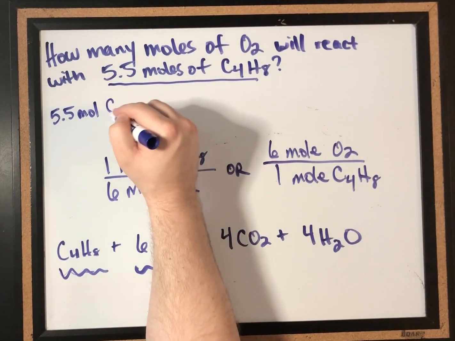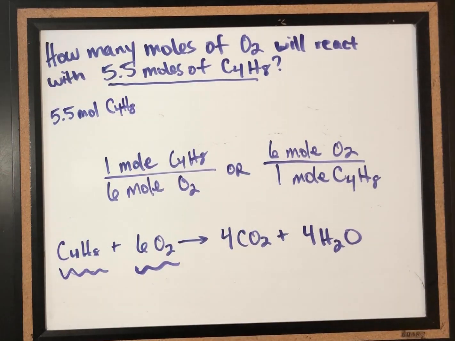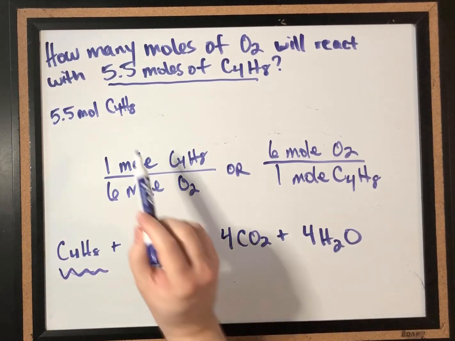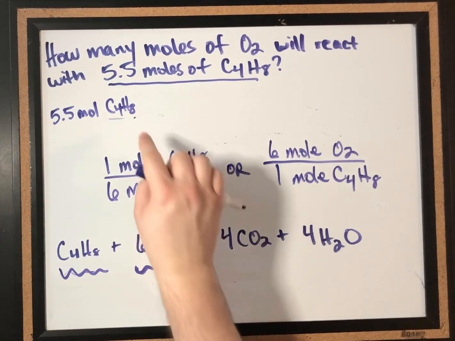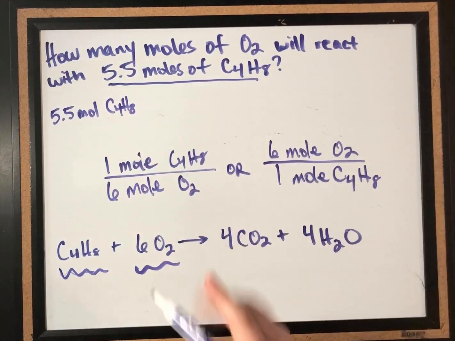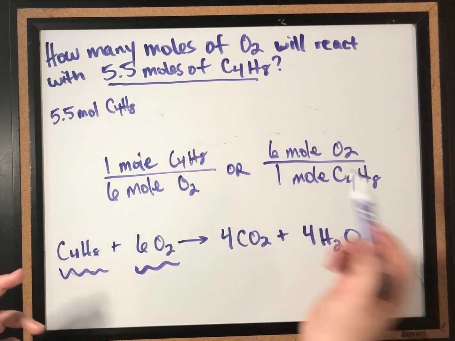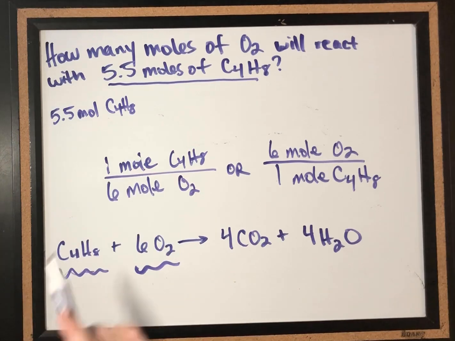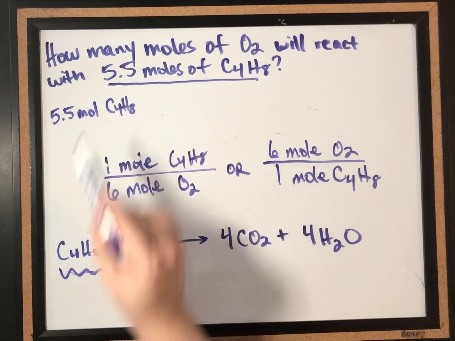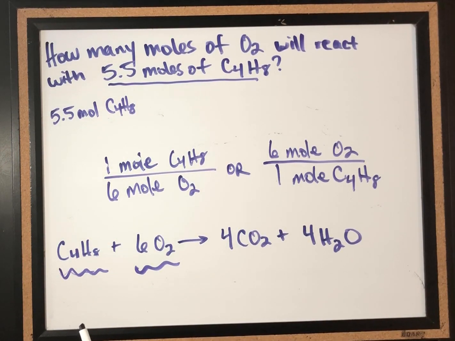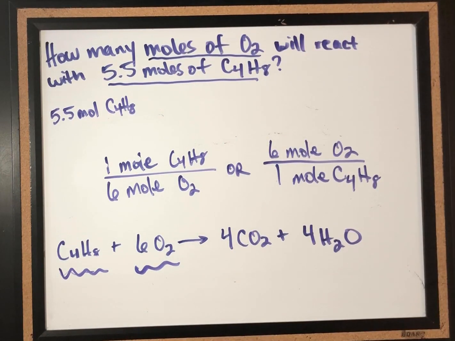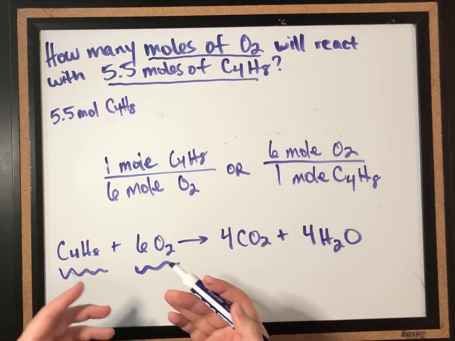5.5 moles of C4H8. So when we do the work for these type of stoichiometry problems, we want to remember to always put the compound after the quantity. Because in our dimensional analysis, we're going to have multiple types of moles. So we want to know which compound we're talking about. Always write the compound after the quantity. So I'm starting off with 5.5 moles of C4H8. And I want to find moles of O2. So that's what I want. I want moles of O2.